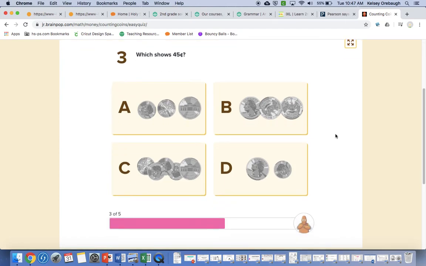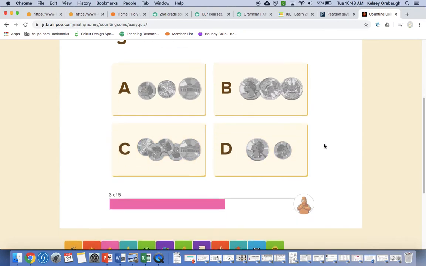Let's look at C. C shows 1, 2, 3, 4 dimes and a nickel. Once again, dimes are worth 10 cents and a nickel is worth 5. Let's skip count by tens first and then we'll add the 5. 10, 20, 30, 40, plus 5 is 45. This shows 45 cents. Just to be sure, let's check D as well.